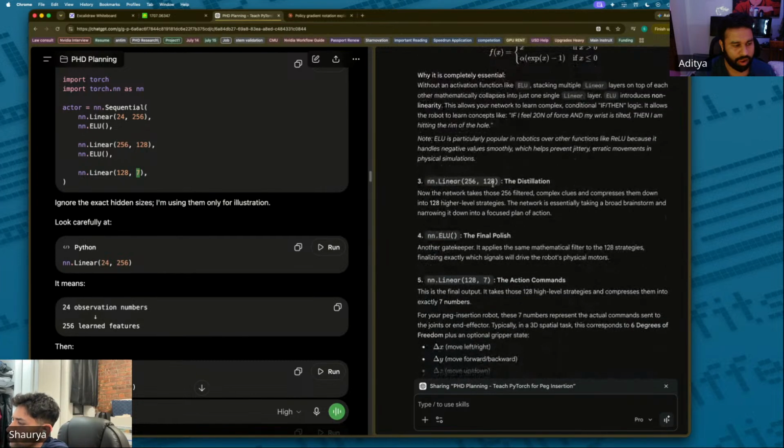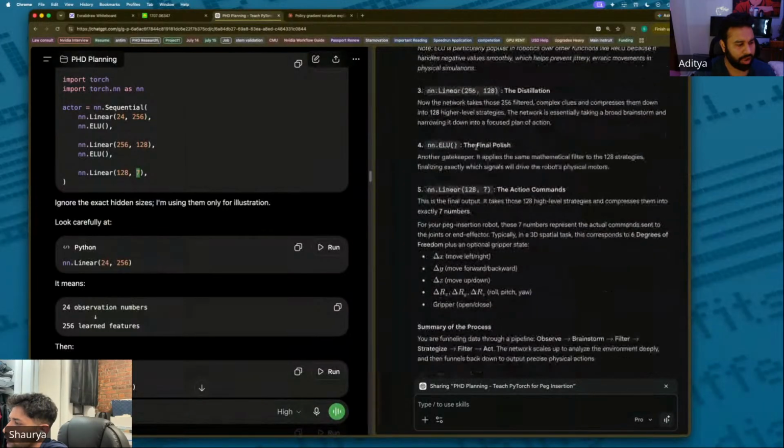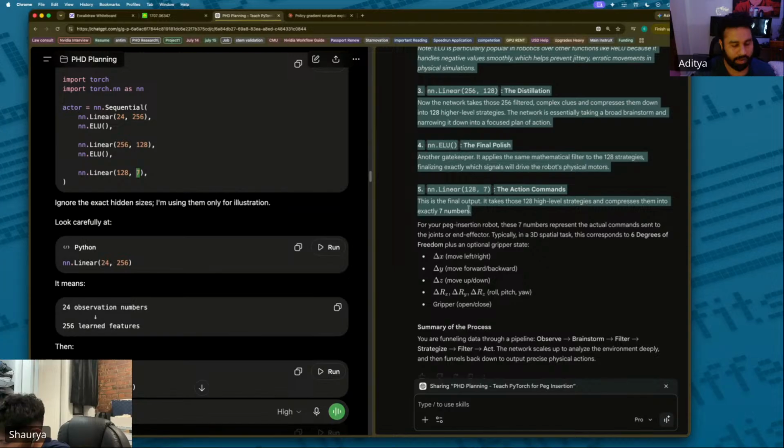And nn.Linear 256 to 128, the distillation. Now the network takes those 256 filtered complex clues and compresses them into 128 higher-level strategies. The network is essentially taking a broad brainstorm and narrowing it down to a focused plan of action. And nn.ELU, the final polish, another gatekeeper, applies the same mathematical filter to the 128 final strategies, deciding which signals will drive the robot's physical motors. Finally, the output takes those 128 high-level strategies and compresses them into exactly 7 numbers.